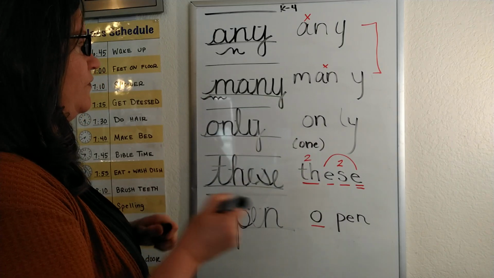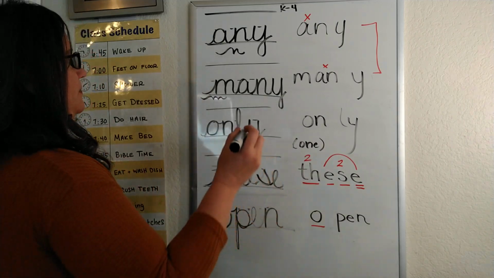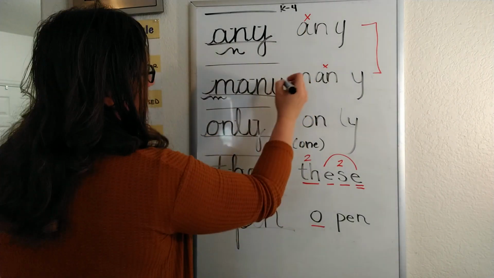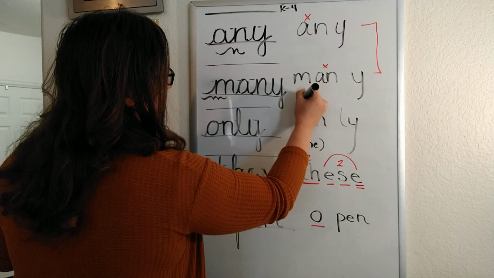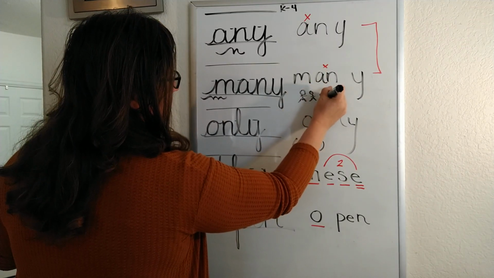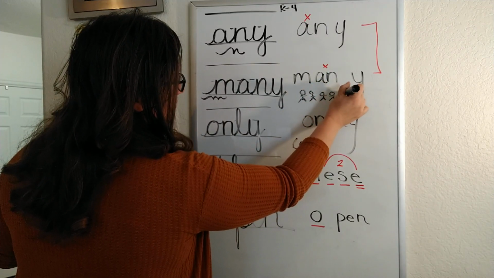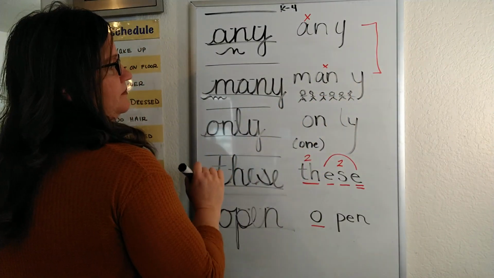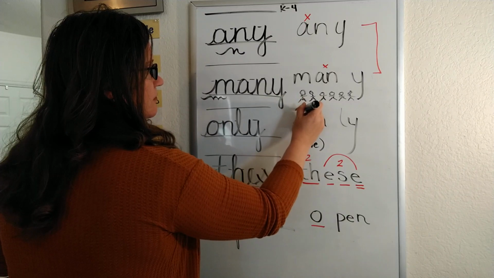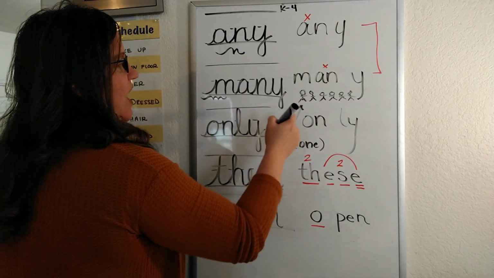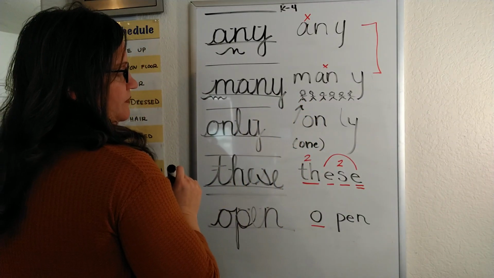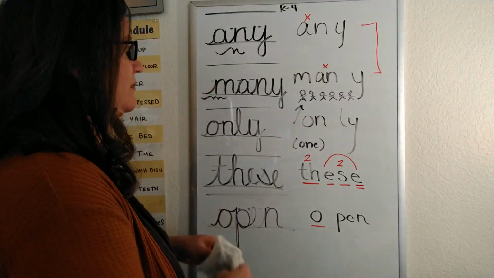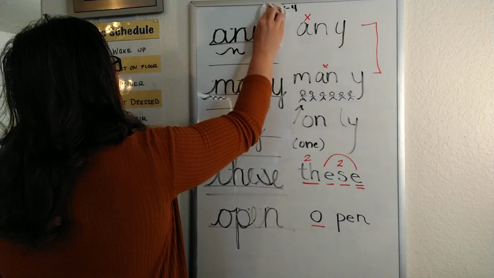For example, you can't use my example. That's what I was going to do. That's many. That's only. Well, so you need all the words that we can use. You can try to think of something different.